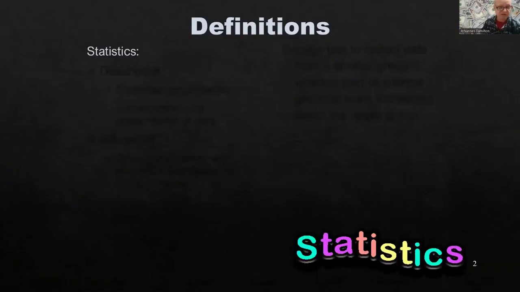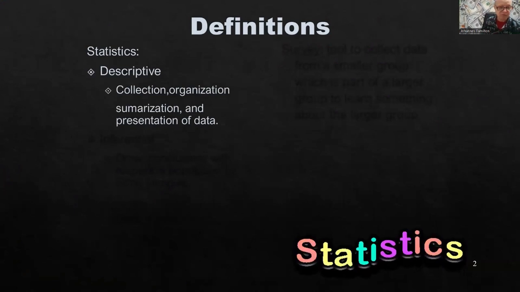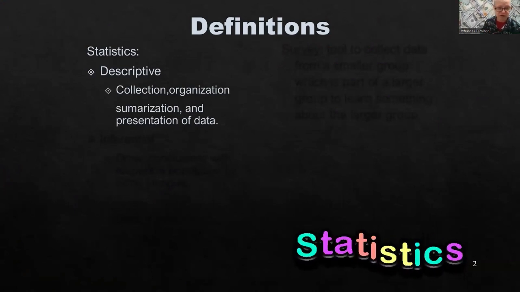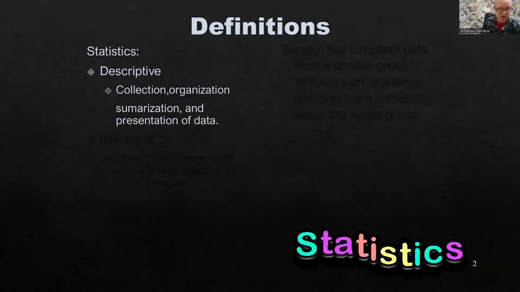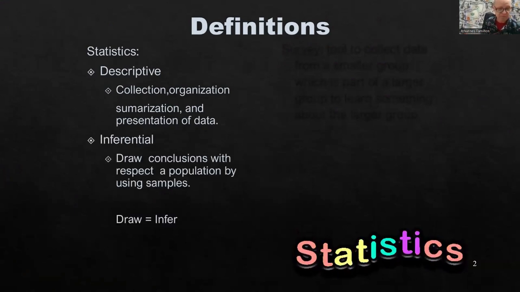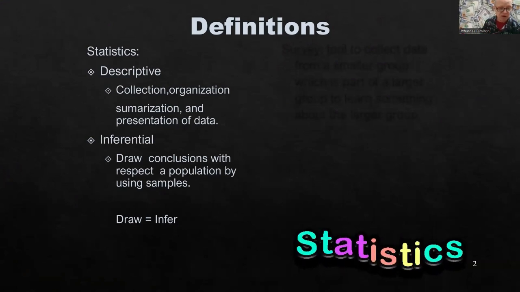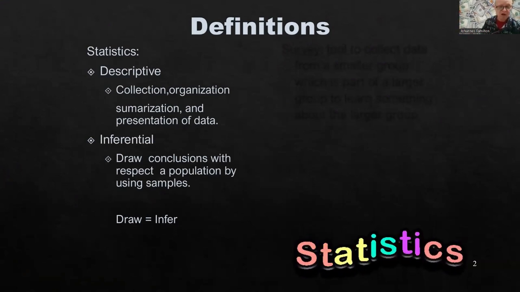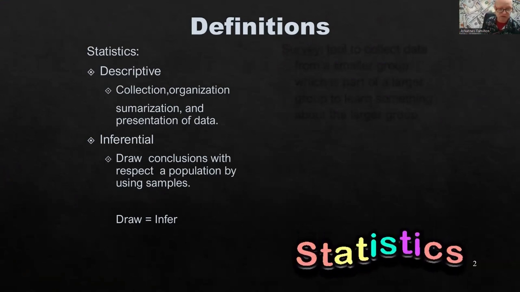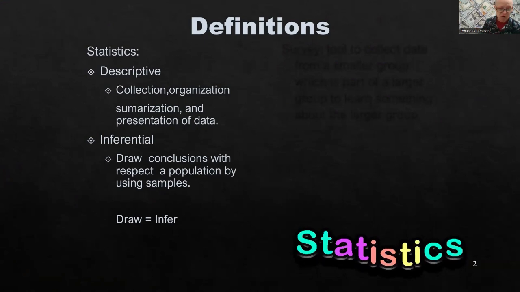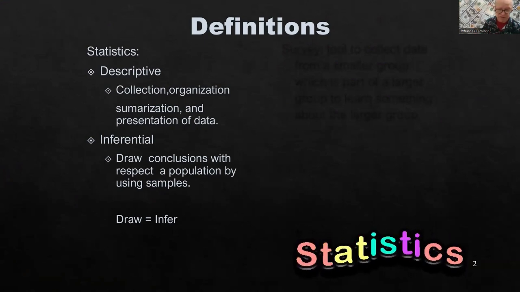Definitions: statistics. Descriptive: collection, organization, summarization, and presentation of data. Inferential: we draw conclusions with respect to a population by using samples. Draw means infer.